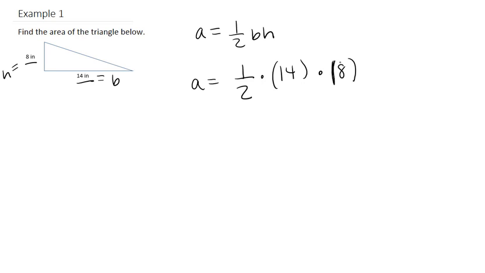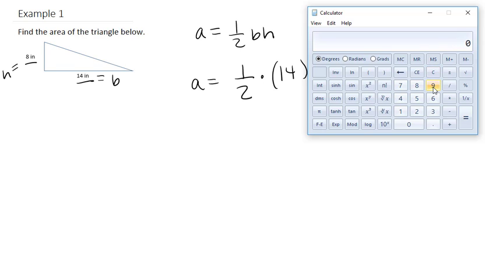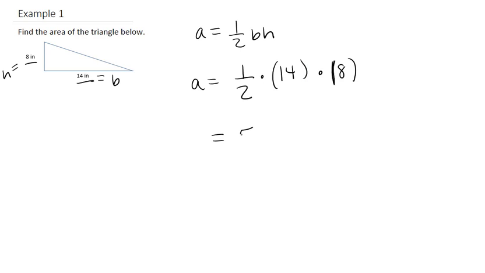So all we would have to do is get our calculators out. So what we can do is go 14 times 8, which is 112, and then we multiply it by 1/2, which is the same as dividing it by 2, so we get 56 inches squared. Because anytime we have an area, we show it by taking the units and then squared.